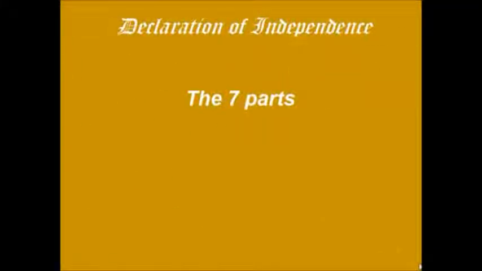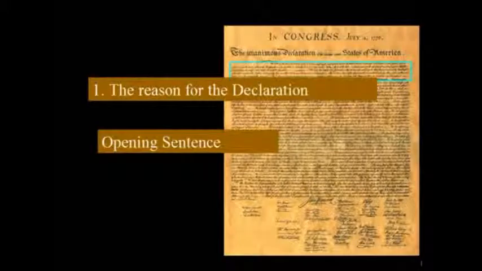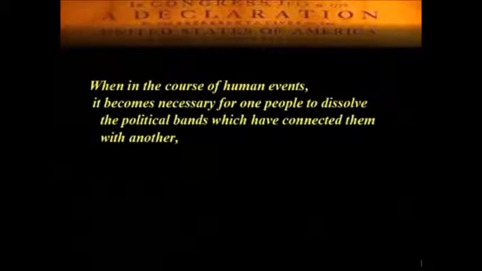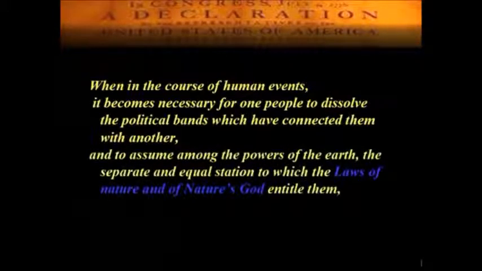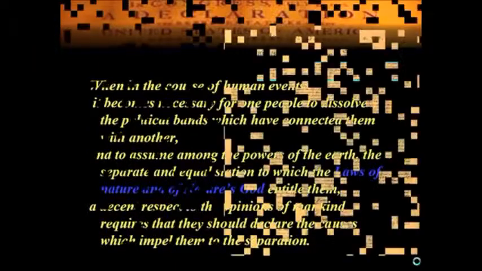Now as we look at the detail of these 7 parts, we find that 4 of them are included in the introductory remarks. The first is the reason for the Declaration, and this is stated in the opening sentence. When in the course of human events, it becomes necessary for one people to dissolve the political bands which have connected them with another, and to assume among the powers of the earth the separate and equal station to which the laws of nature and of nature's God entitle them, a decent respect to the opinions of mankind requires that they should declare the causes which impel them to separation. And so this is the introductory remarks for why the Declaration is being written.